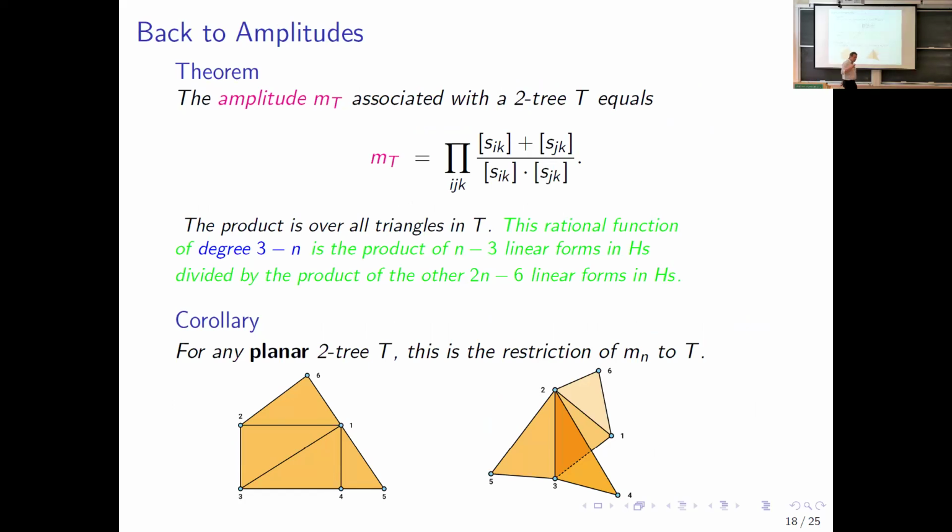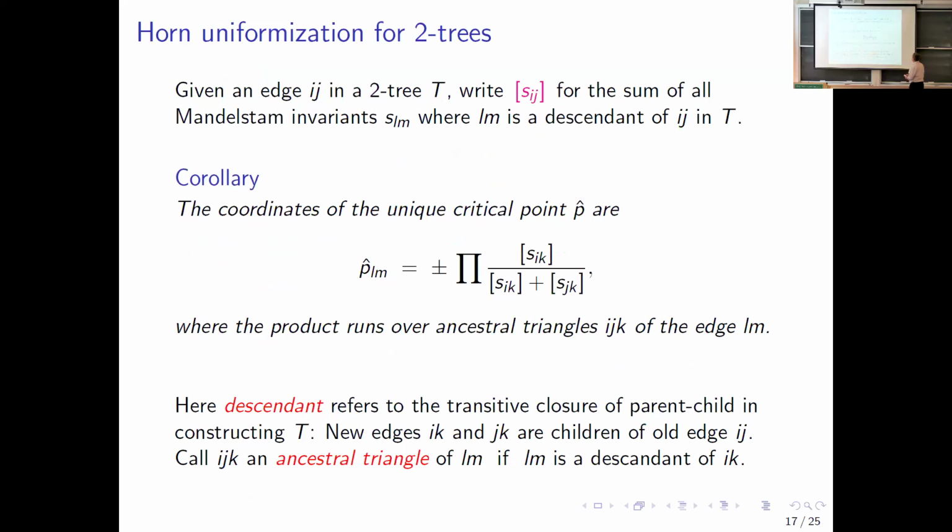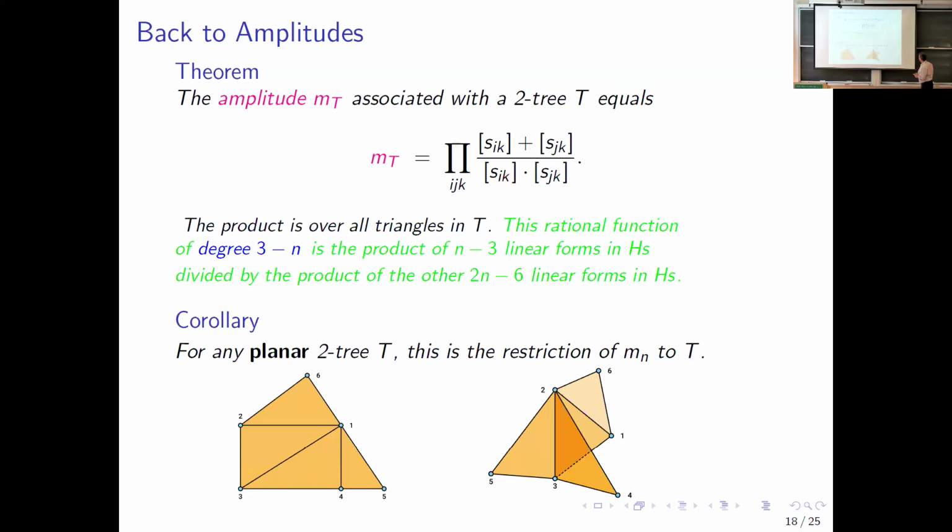I'm going to first state the theorem, and then slowly develop the definition. For every two tree, I now have an amplitude, and it has this simple formula. I'm going to again take the product over all triangles ijk, and in the numerator I have the sum S_ik plus S_jk, and then the product of the two things. So it looks like this one, but it's sort of flipped, right? The sum goes up in the numerator.